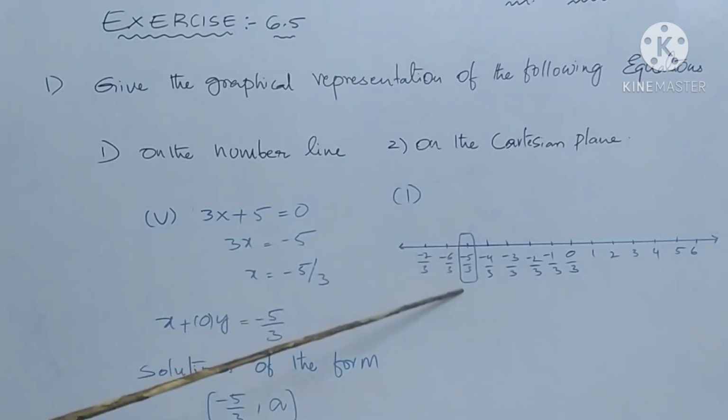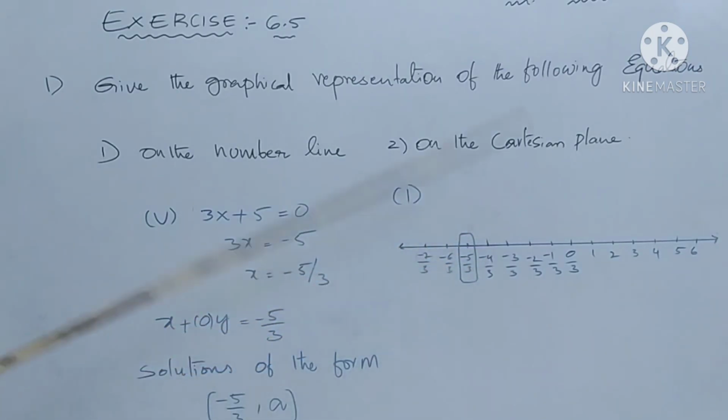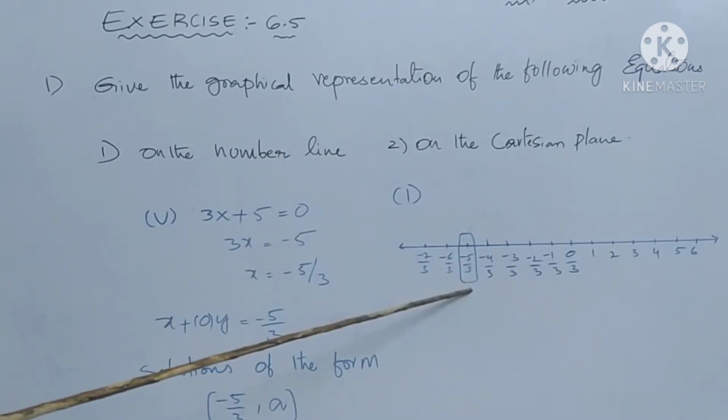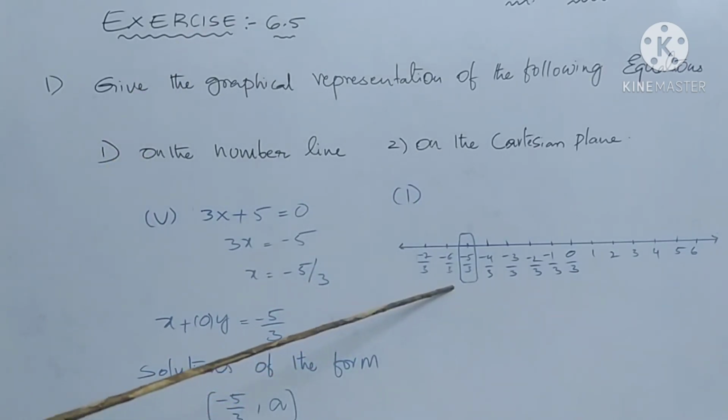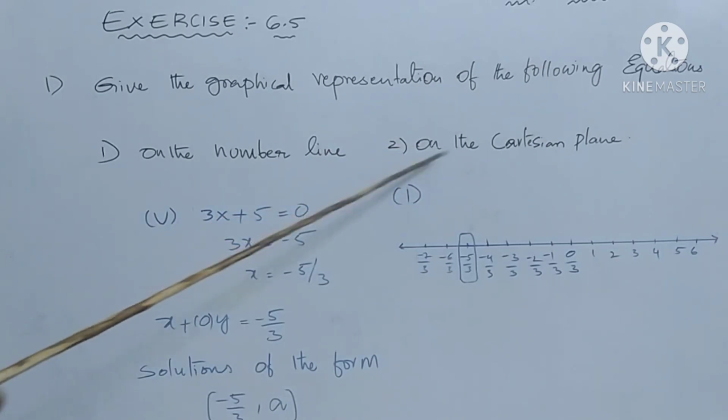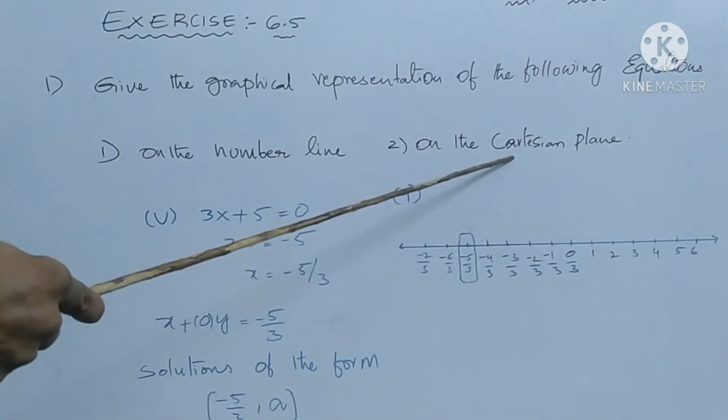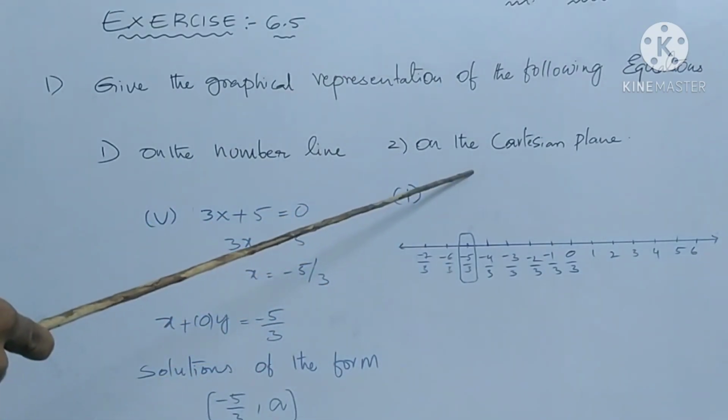So minus 5 by 3 value is here. We have to identify this value on the number line. The place of the number is here. Minus 5 by 3 is here. So first question on the number line, identify on the number line, is completed. Next one on the Cartesian plane. Identify these values on the Cartesian plane.